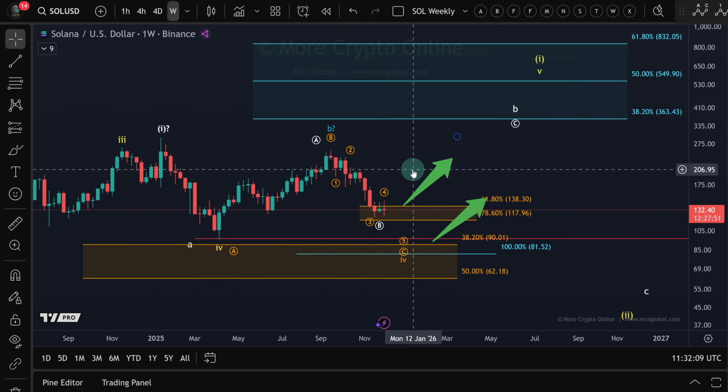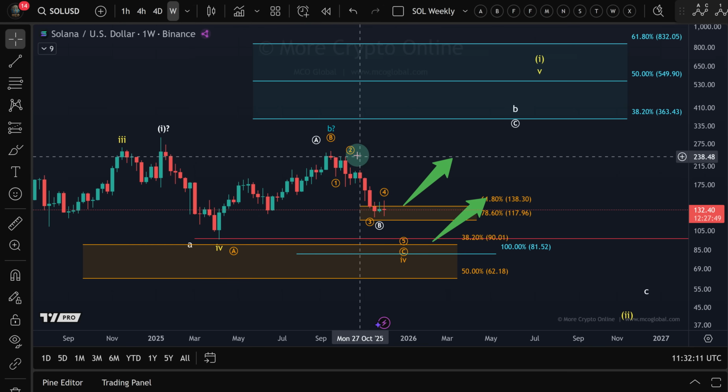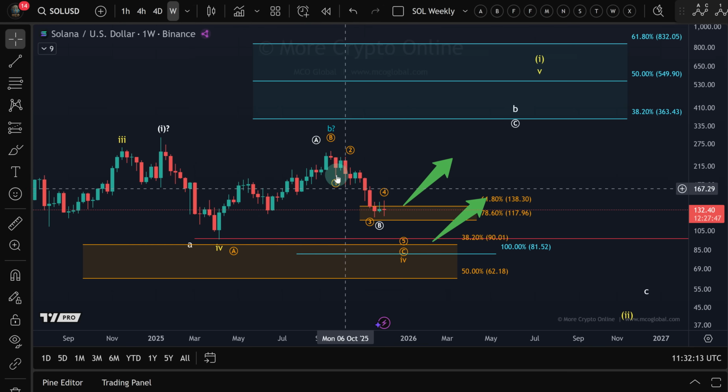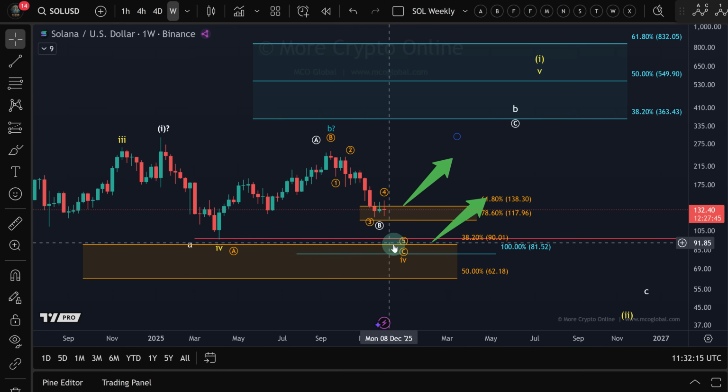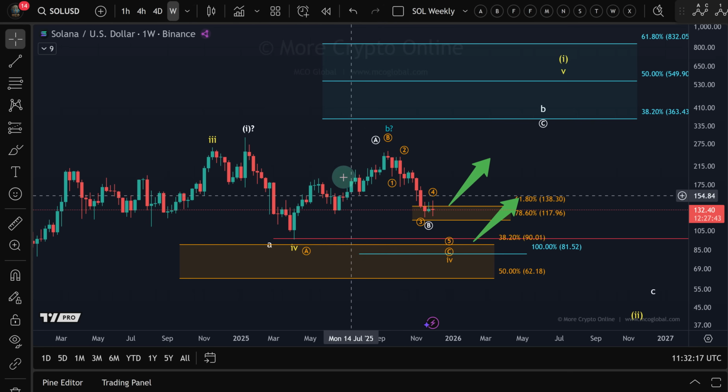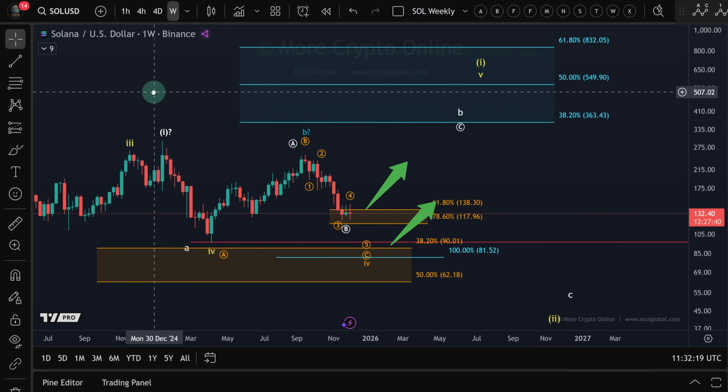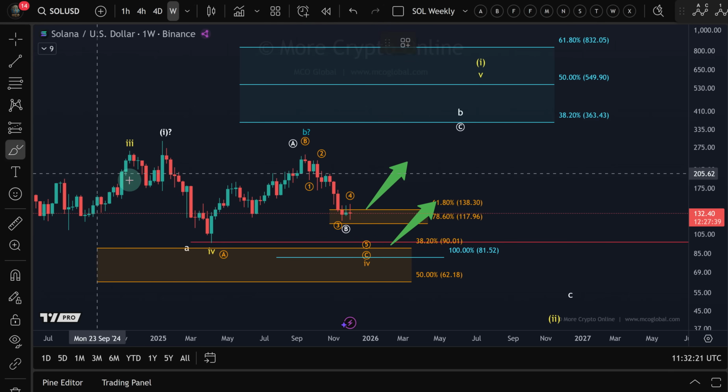The question here today is regarding the decline, the structure of the decline here in the C wave. I will talk about that. Before I talk about that, quickly about the context, guys.